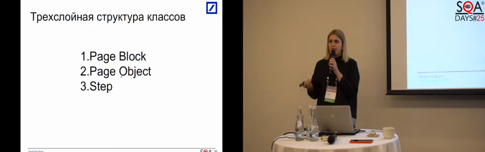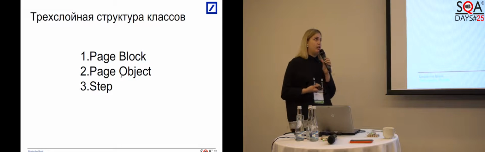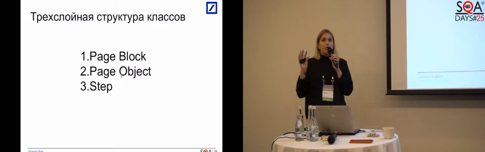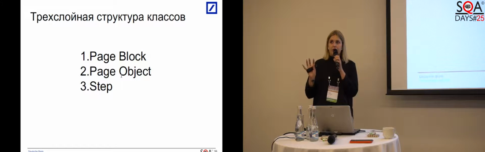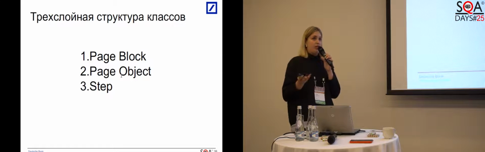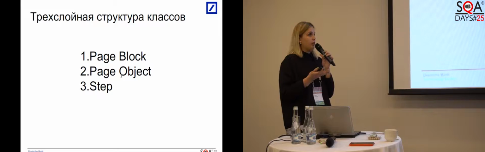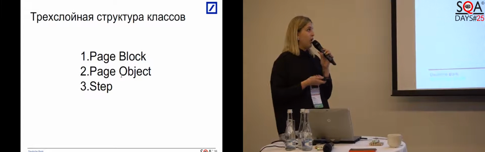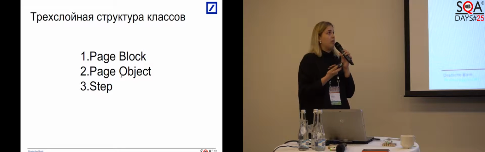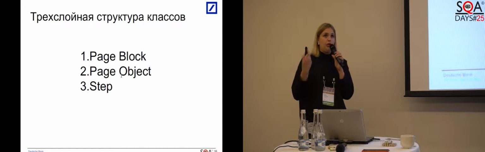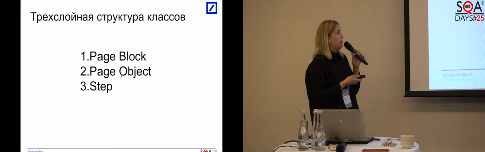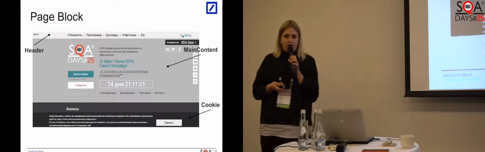The first thing we wanted to do is to have a three-layer architecture. First is the page block, the minimal structure of the page, which has a minimal amount of identifiers. Then comes the page object and the step. We separate them in terms of functionality. Here I am talking only about web testing, because for desktop or server testing the step alone was enough.